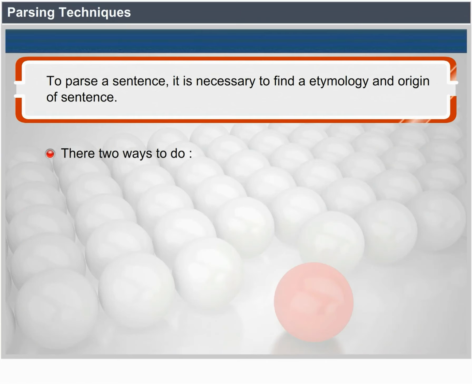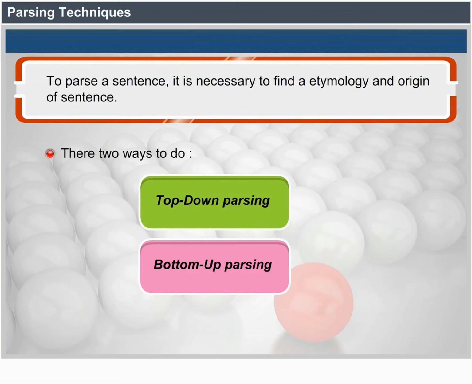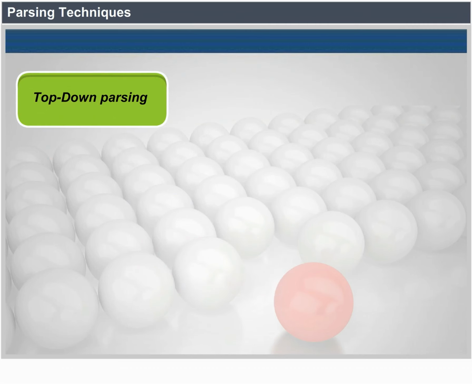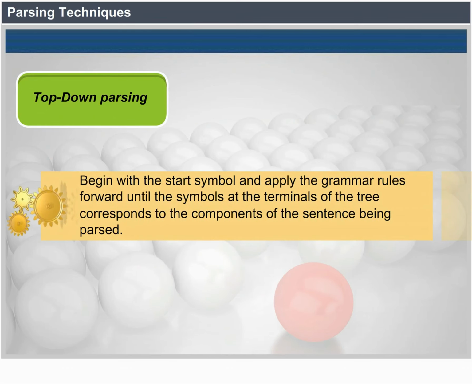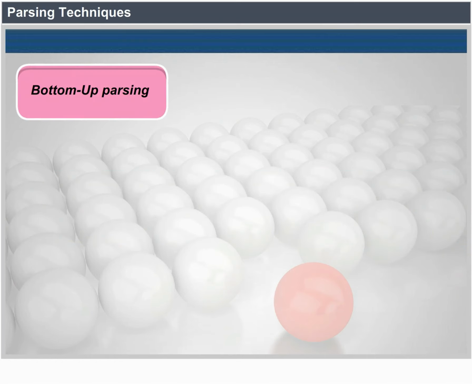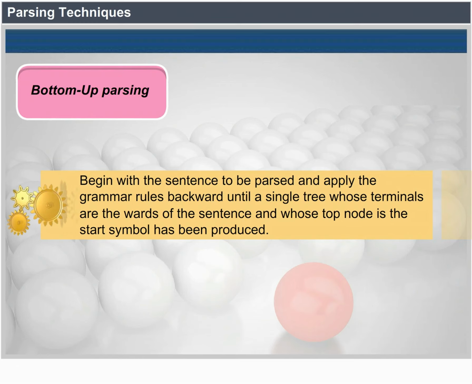There are two ways to do this: top-down parsing and bottom-up parsing. Top-down parsing: begin with the start symbol and apply the grammar rules forward until the symbols at the terminals of the tree correspond to the components of the sentence being parsed. Bottom-up parsing: begin with the sentence to be parsed and apply the grammar rules backward until a single tree whose terminals are the words of the sentence and whose top node is the start symbol has been produced.